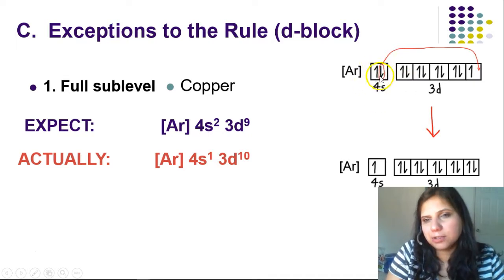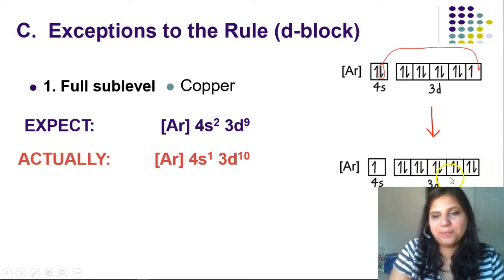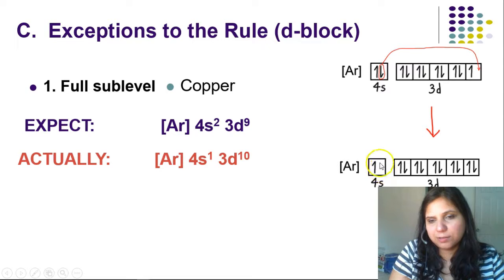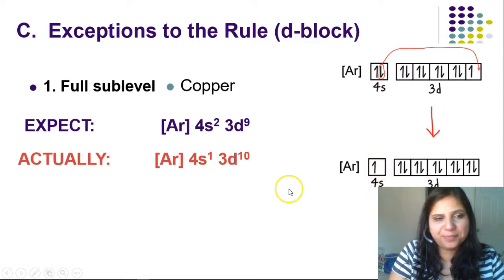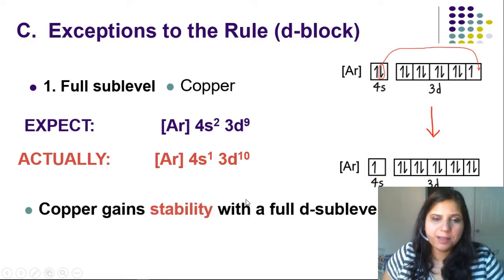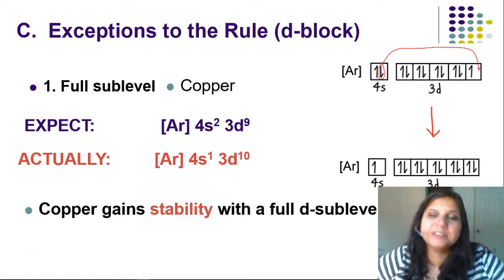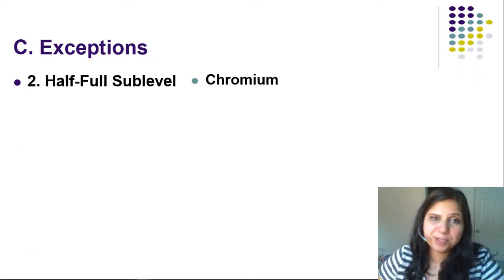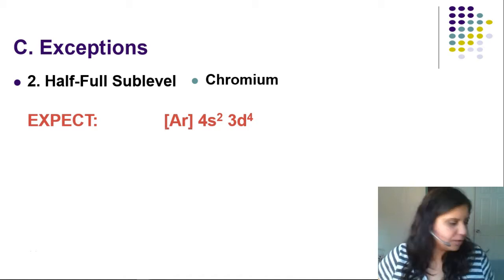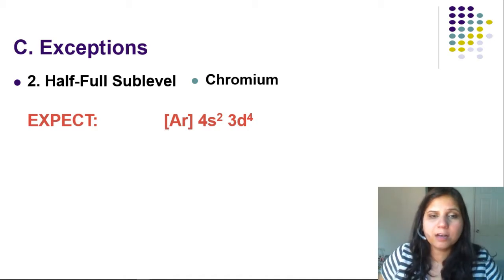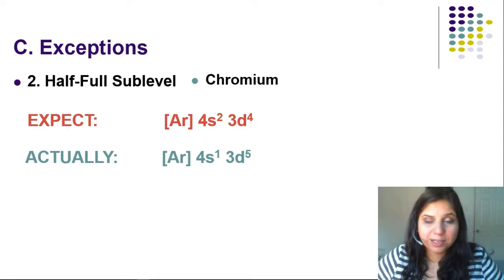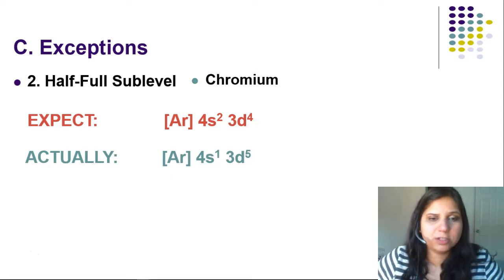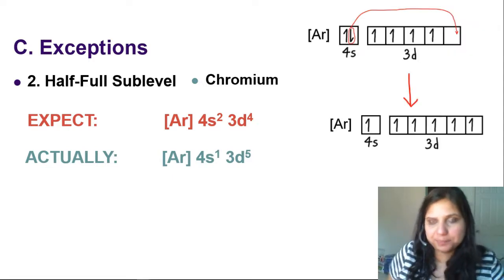So what happens is the electron is stolen from the s orbital to put into the d orbital so that the d orbital is full, or all of the d orbitals are full. And so we get this 4s1, this lonely s electron here. And so copper gains stability by having a D sublevel that is full. Another exception is chromium. When we draw it out just normally using our periodic table, it looks like this: argon 4s2, 3d4, but it actually has this electron configuration. And so why does that happen?